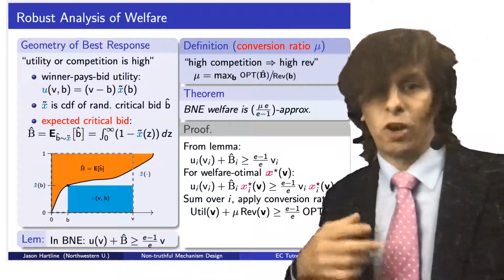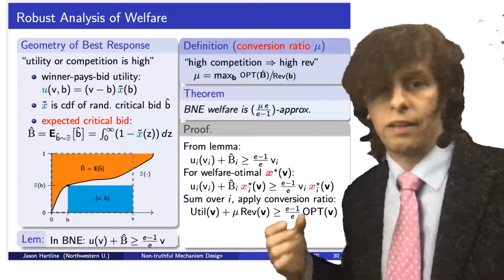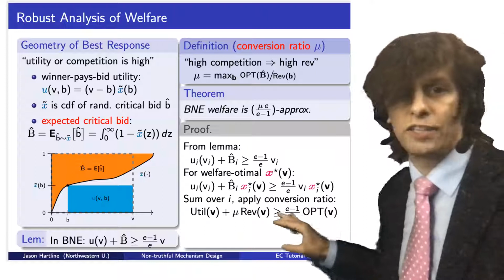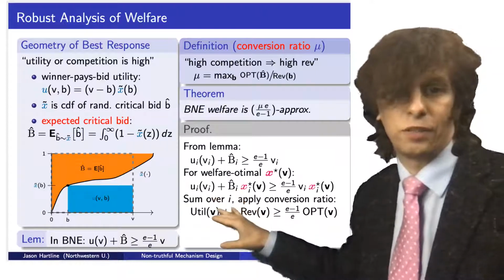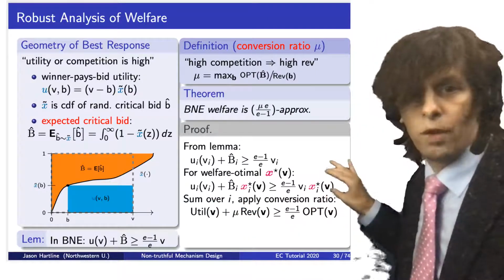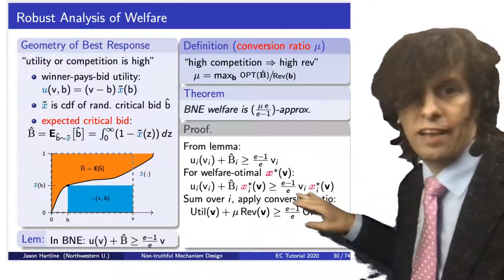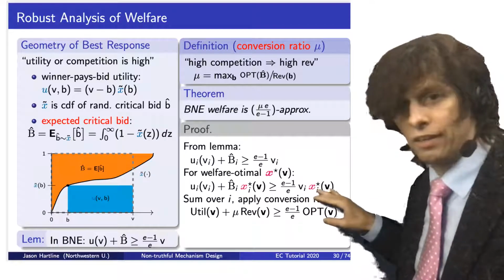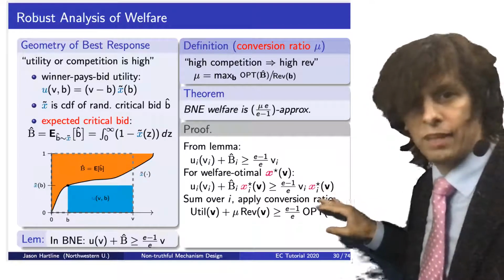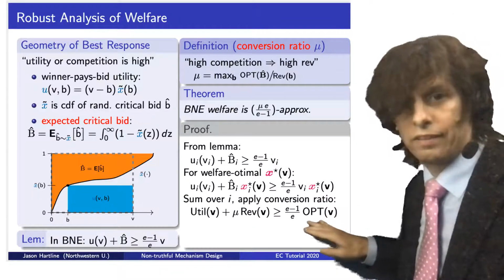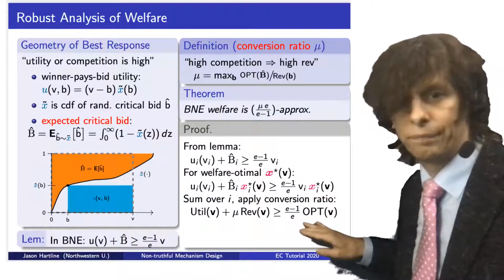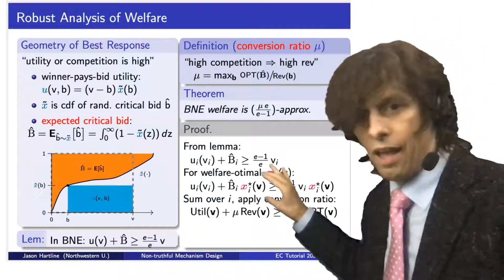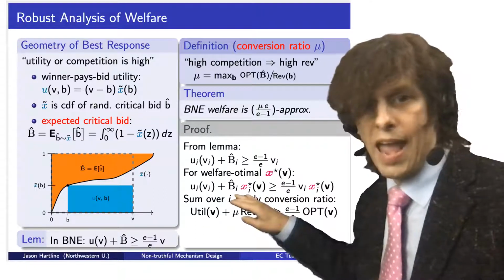Now I'm going to sum over all agents i and apply the conversion ratio. In particular, what I want you to look at is summing over all agents i. So I sum over all the utilities, I get the total utility. I sum over all agents this v_i times x_i star of v, which is value times the optimal allocation given the valuation profile, and I get the optimal welfare times (e minus 1) over e.